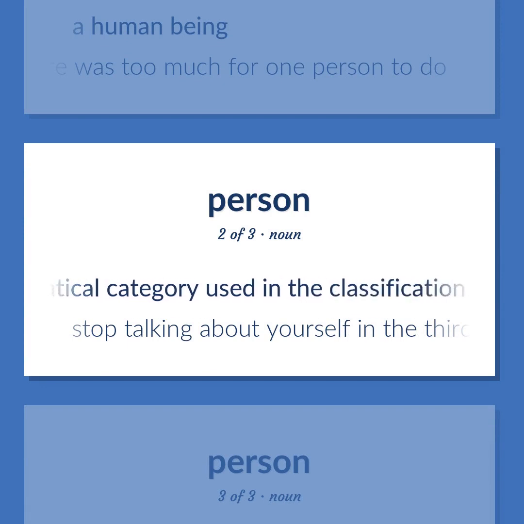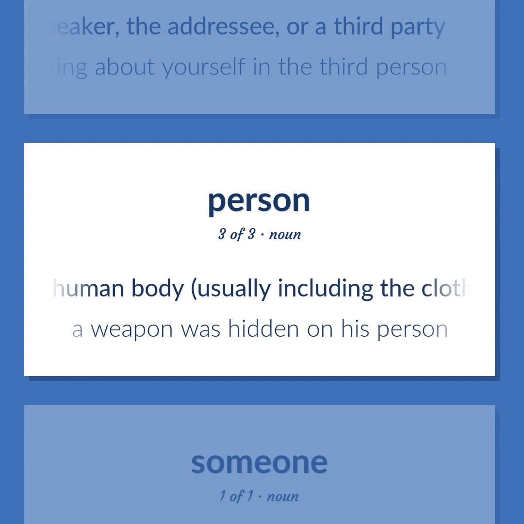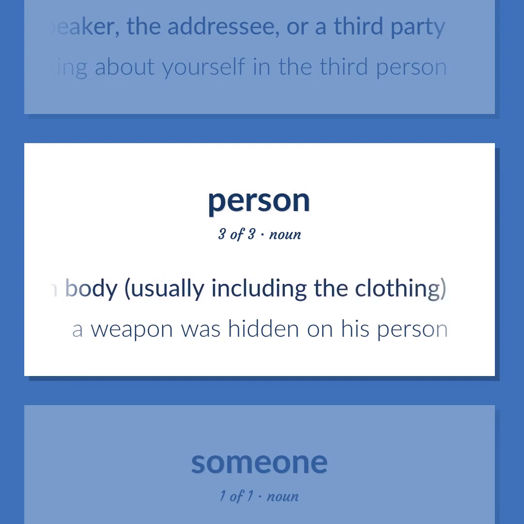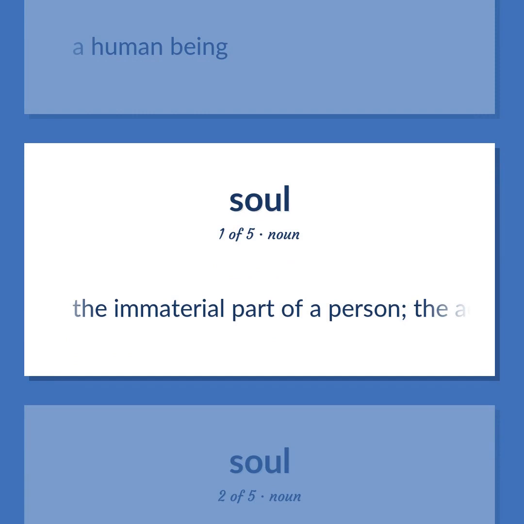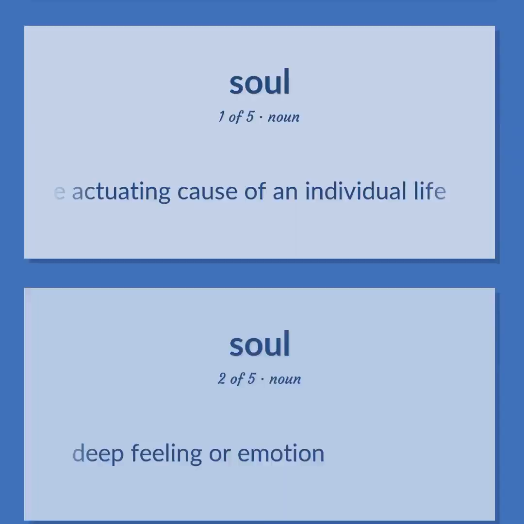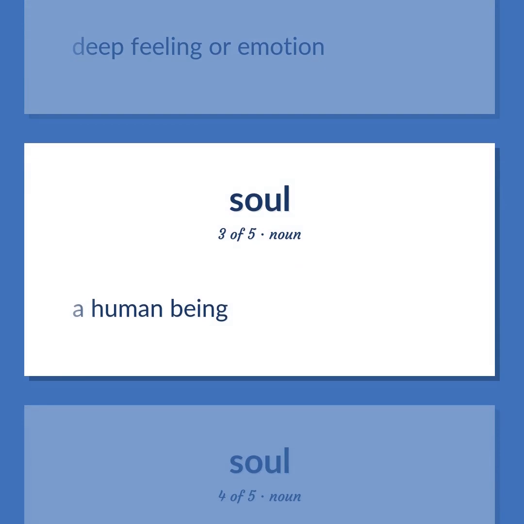A human being. There was too much for one person to do. A grammatical category used in the classification of pronouns, possessive determiners, and verb forms according to whether they indicate the speaker, the addressee, or a third party. Stop talking about yourself in the third person. A human body, usually including the clothing. A weapon was hidden on his person. A human being. The immaterial part of a person, the actuating cause of an individual life. Deep feeling or emotion. A human being.